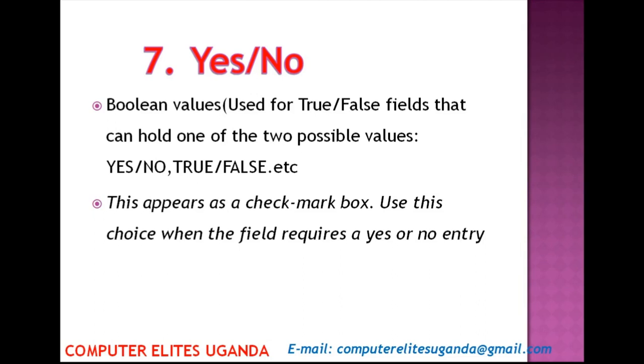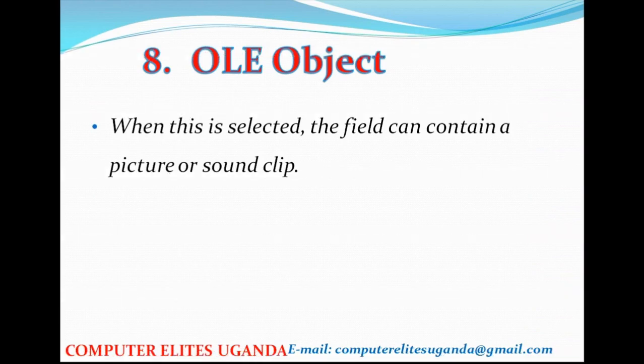The next data type that we also consider, we call it the OLE object. That is, object linking and embedding objects. That is when you're going to deal with inserting some pictures in your database table, or you're dealing with sound. So there are times when we want to include pictures or sound in our database tables. So the data type that we use is OLE object. That is what we use when we're creating such a field that will contain a picture or sound.